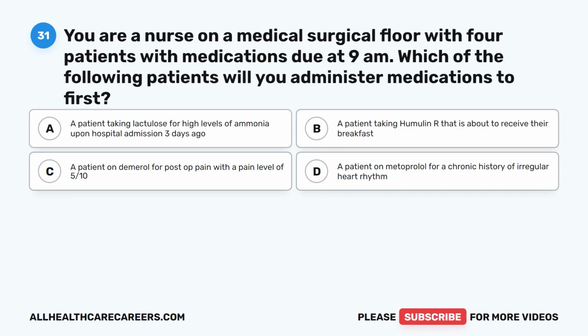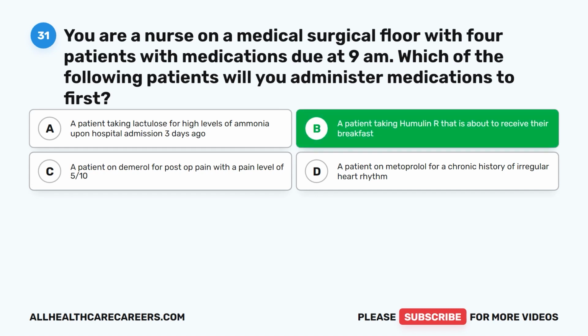Question 31. You are a nurse on a medical surgical floor with 4 patients with medications due at 9 a.m. Which of the following patients will you administer medications to first? A. A patient taking lactulose for high levels of ammonia upon hospital admission 3 days ago. B. A patient taking Humulin R that is about to receive their breakfast. C. A patient on Demerol for post-op pain with a pain level of 5/10. D. A patient on metoprolol for a chronic history of irregular heart rhythm.